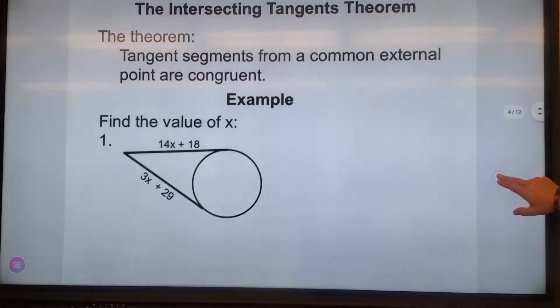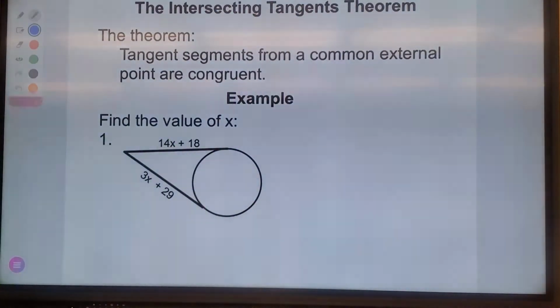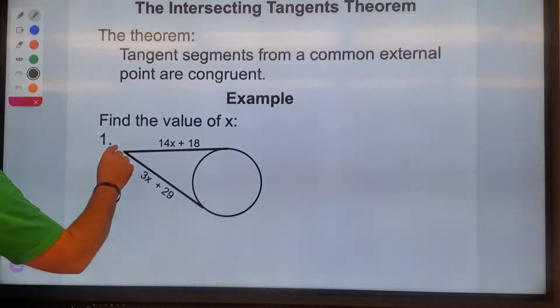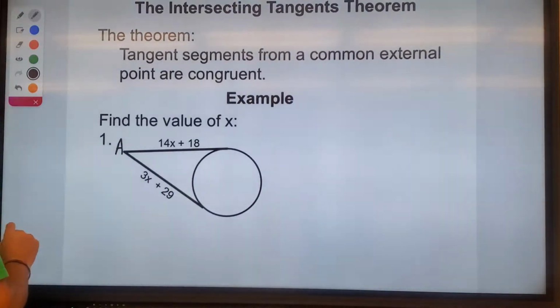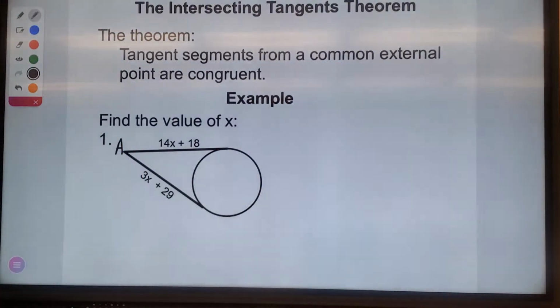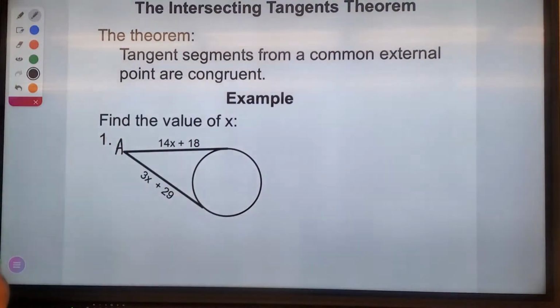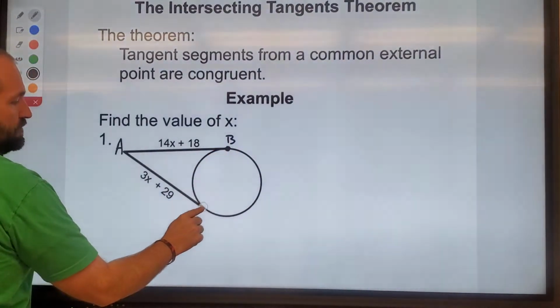Moving on to the next theorem, the intersecting tangents theorem. The intersecting tangents theorem just states that any tangent segments that come to a common external point are congruent. So for instance here, let's identify these with some letters. If I had this as point A, this is my common external point. This is a point outside the circle where these two tangent lines connect to the circle. So let's call this point B, and I'll call this point C.